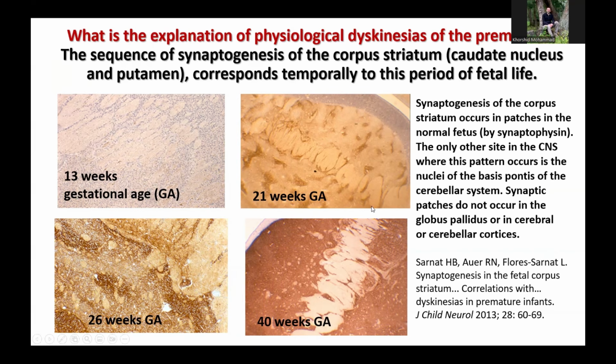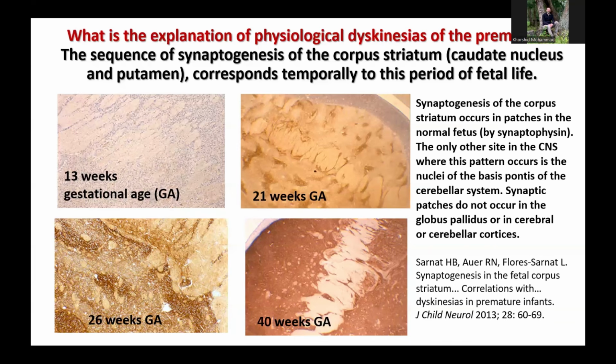And the explanation might come from the sequence of synaptogenesis in the corpus striatum, which is the caudate nucleus and putamen. And as you can see in this study of ours, at 13 weeks gestation, there is no synapse formation within the corpus striatum. There's no brown staining that you see. At 21 weeks, what we see is a patchy pattern of synaptogenesis, even though histologically the neurons all look uniform and you don't see any differences.